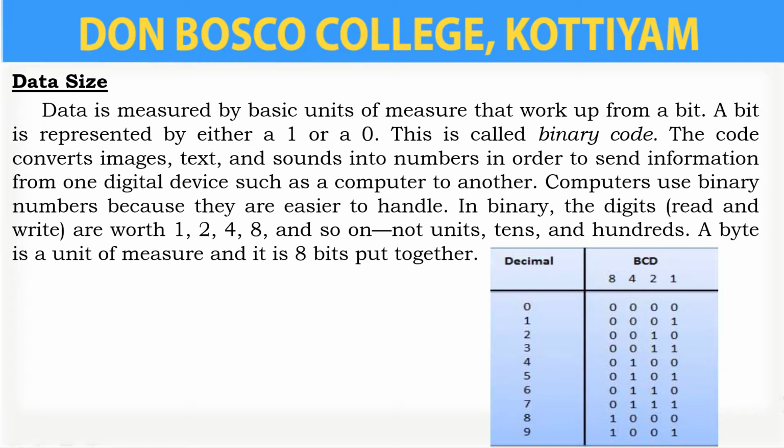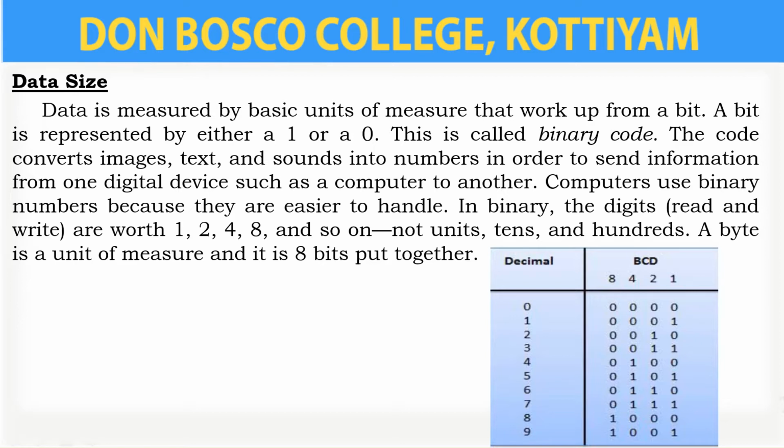A byte, or 8 bits, is used as a fundamental unit of measurement for data. A byte can store 2 raised to 8, or 256, different values. Then we can have a look at how to represent values using zeros and ones. In binary, the digits are read as 1, 2, 4 and 8, and then 16, 32, etc. Here we don't represent it as units, tens, hundreds and thousands. We represent it as 1, 2, 4 and 8.